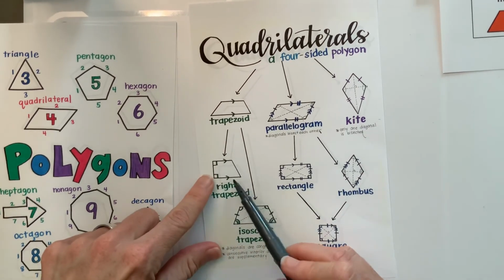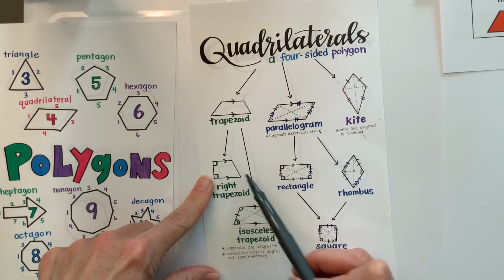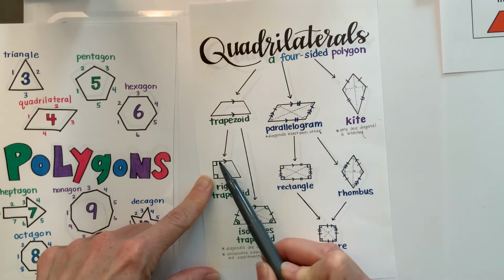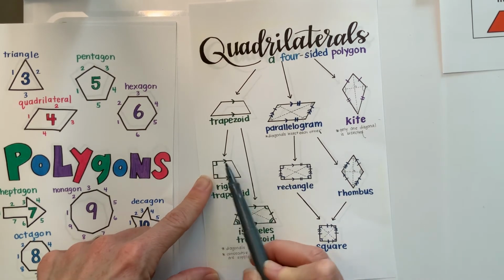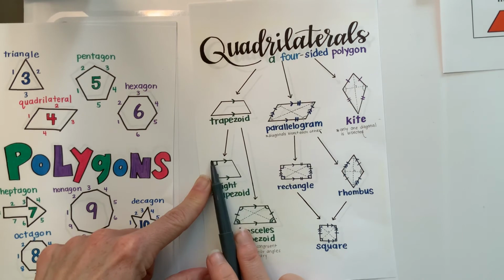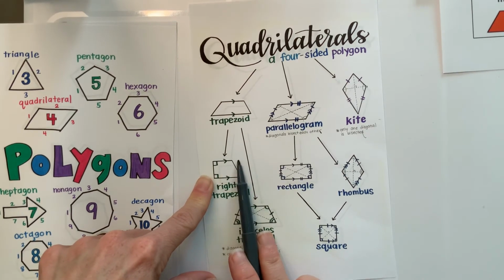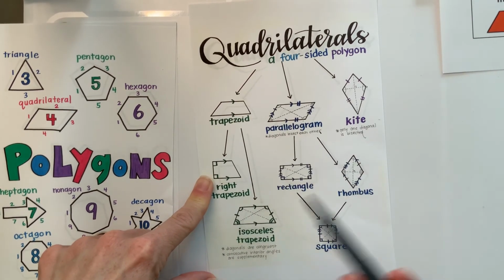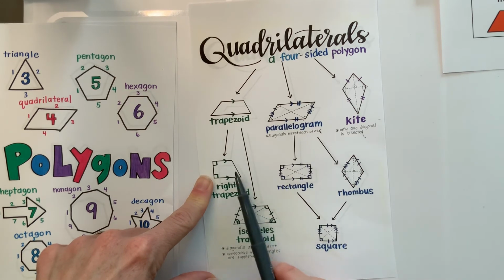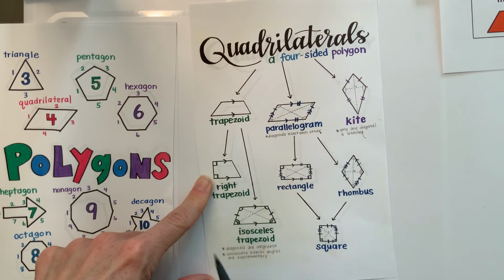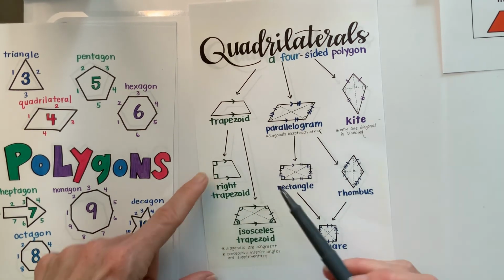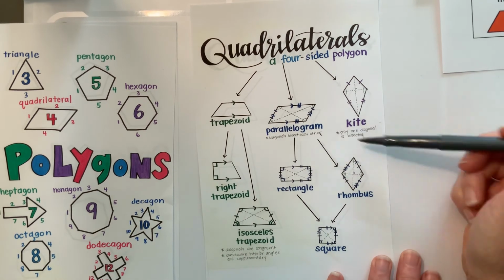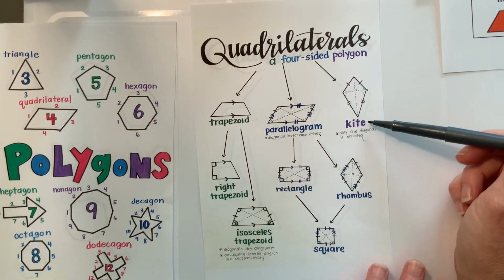Then the other type you have here, the right trapezoid. So right as in right angle, like a 90-degree angle. So these would be 90-degree angles like this. So it's basically one half of it looks like a rectangle, and then the other half looks like what you would envision as your characteristic trapezoid. But it's still a trapezoid because you have one set of parallel opposite sides and then one set that are not parallel.